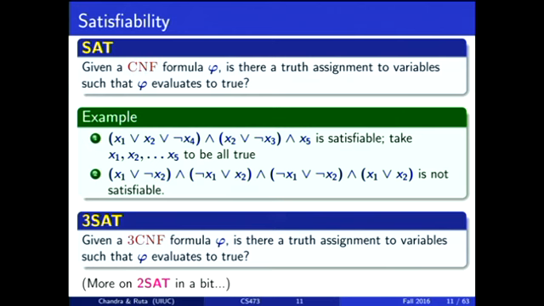Here is an example of a formula that is not satisfiable. Why is this formula not satisfiable? Intuitively, what is going on here? I gave you all possible clauses with those two variables. So whatever assignment you pick, there is one clause which won't be satisfied. So clearly this formula is not satisfiable. This is not the only reason why formulas are not satisfiable. There can be complicated reasons why formulas are not satisfiable.